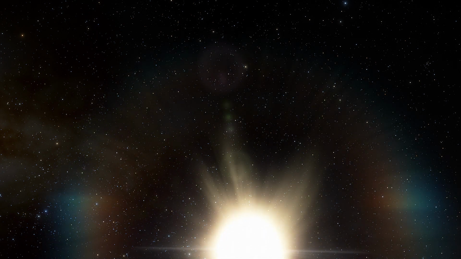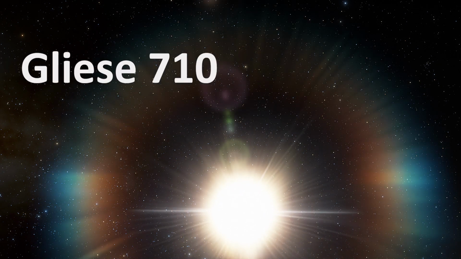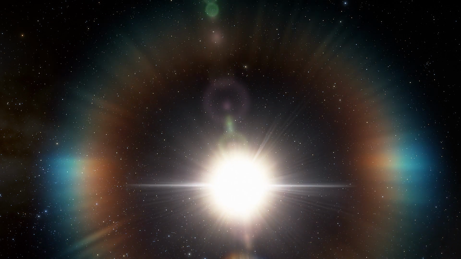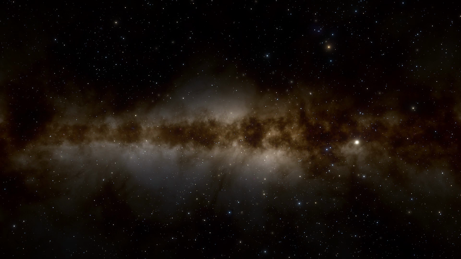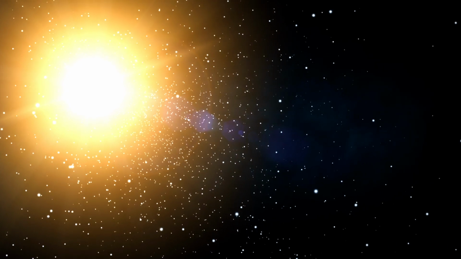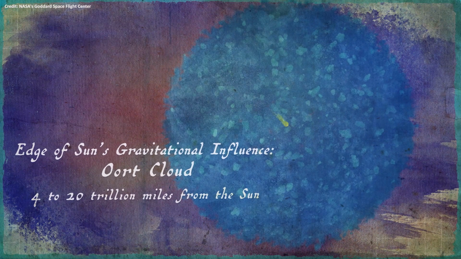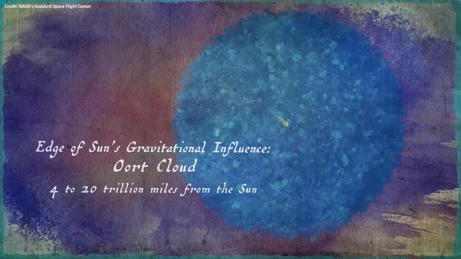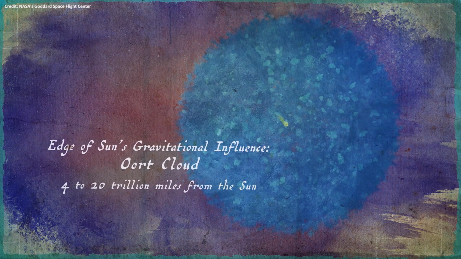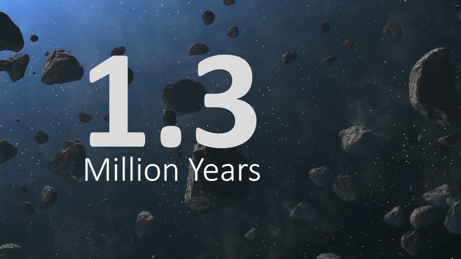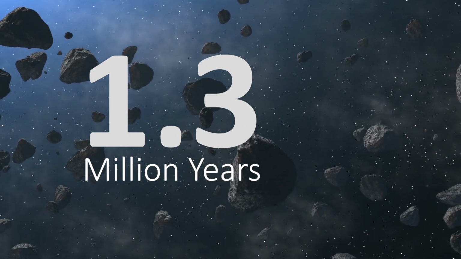Did you know that the dwarf star Gliese 710 is headed straight for our solar system? The star orbits in the galactic plane on a pretty normal orbit, but it just happens to be on an orbit that intersects with the Sun's orbit. Astronomers calculate that the star will cross into our solar system's Oort cloud of comets some 1.3 million years from now.